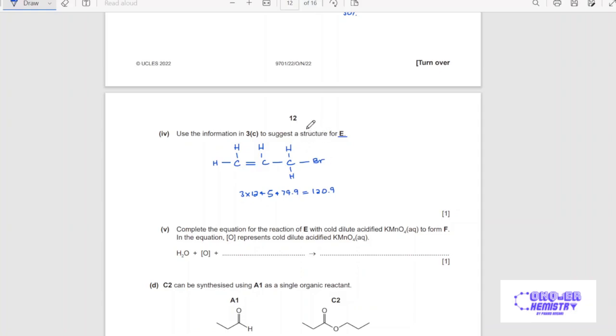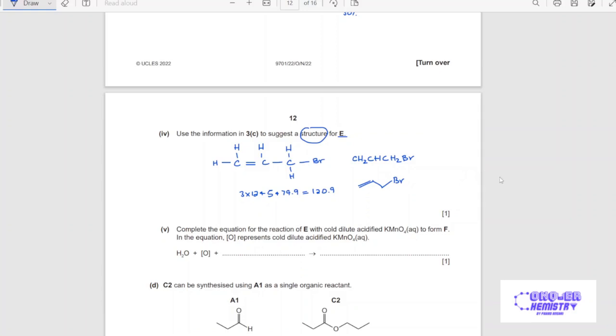Now, whenever it says the word structure, you can have a structural formula, you can have a displayed formula, you can even have a skeletal formula. Either of them works, okay? And right now I've drawn a displayed formula. The structural formula could just be CH2, CH, CH2Br. And the skeletal formula would be a double bond, then a single bond. All right, that's 3 carbon atoms, and then a single bond to the bromine.